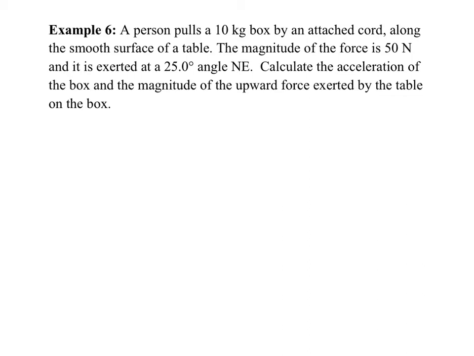Calculate the acceleration of the box and the magnitude of the upward force exerted by the table on the box. So we've got two things to do here, with a general idea. We've got this mass, given as 10 kilos. We're told that the force applied is 50 newtons, at an angle of 25 degrees northeast. And we want to figure out the acceleration.